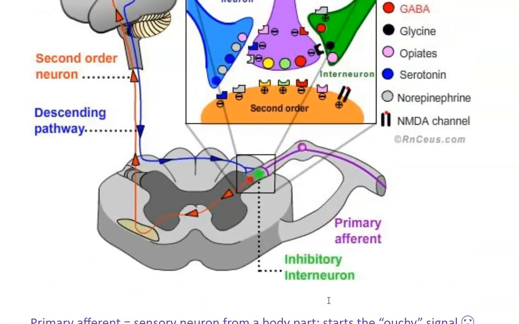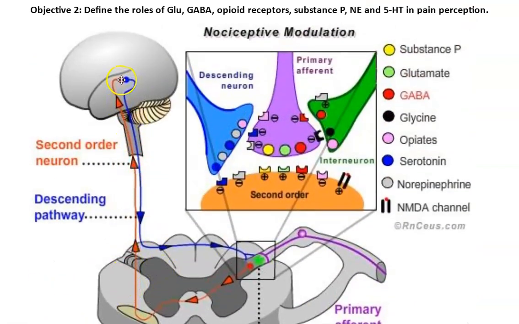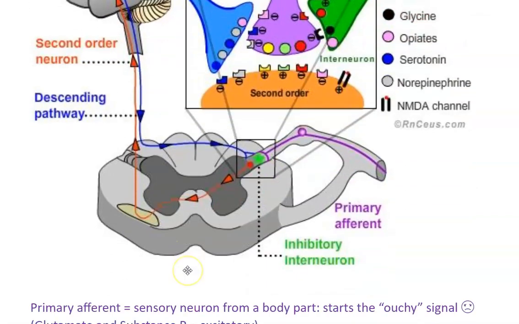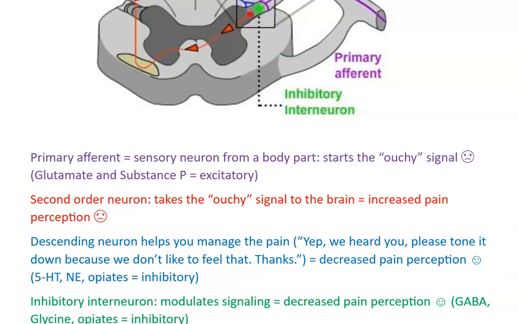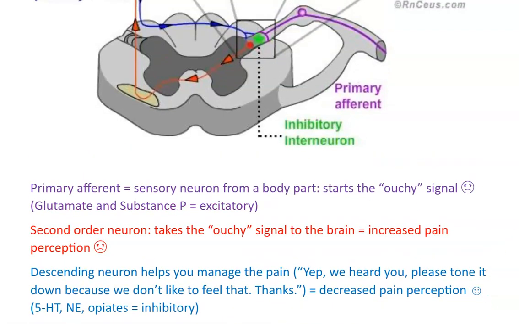But that second order neuron is also activating this blue neuron in the descending pathway that's going to feed back to that spinal cord. And that blue neuron, or that descending neuron, is going to help you manage that pain. It's like, okay, we got the signal, that doesn't feel nice, so you can stop. And what that does, activation of that one, decreases pain perception. And that is through serotonin, norepinephrine, and the opiates, which are acting here inhibitory.